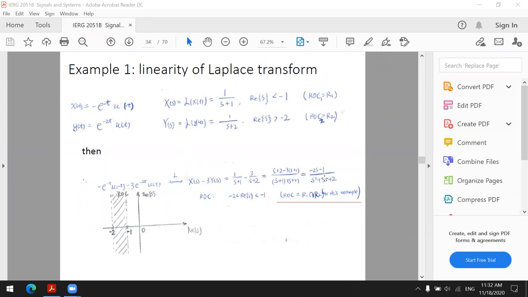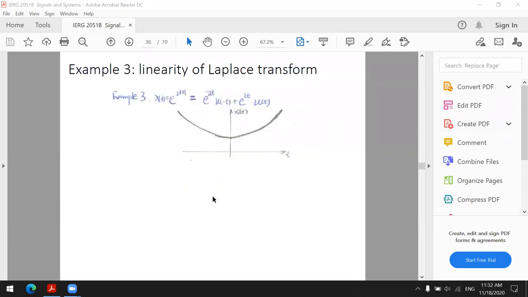And that kind of discussion usually depends on the pole of the Laplace function. Say if we have two poles, -1, -2, then the ROC can be to the right of -1, to the left of -2, or being the stripe between -2 and -1. Which case the ROC is requires the discussion of whether the original signal is right-sided or left-sided or contains both.